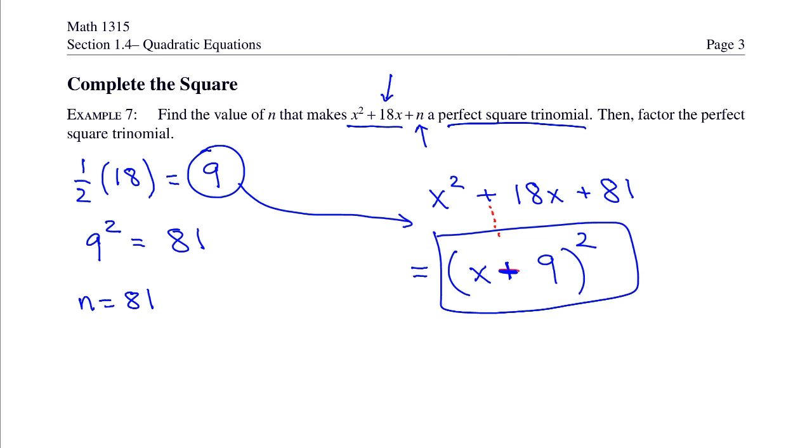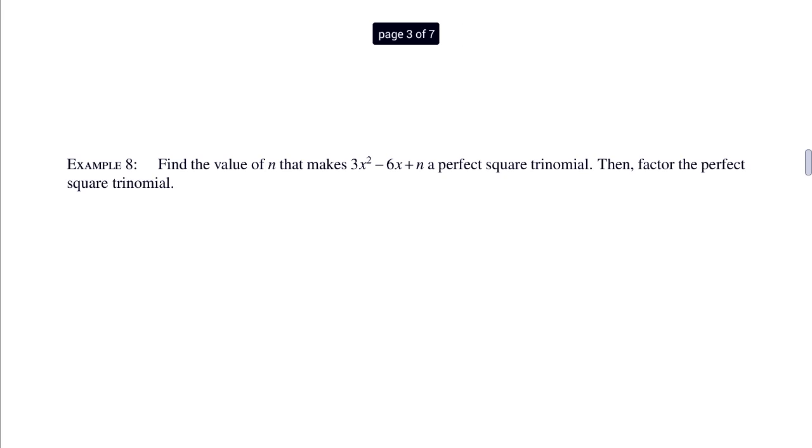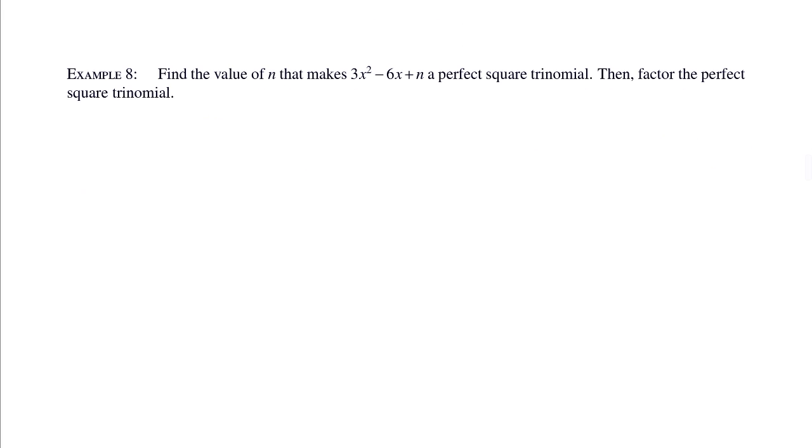Now that is the procedure for completing the square when the lead coefficient is 1. The lead coefficient is the 1 in front of the x squared. In example 8, we look at an example where the lead coefficient is not 1. Example 8. Find the value of n that makes 3x squared minus 6x plus n a perfect square trinomial. Then factor the perfect square trinomial.